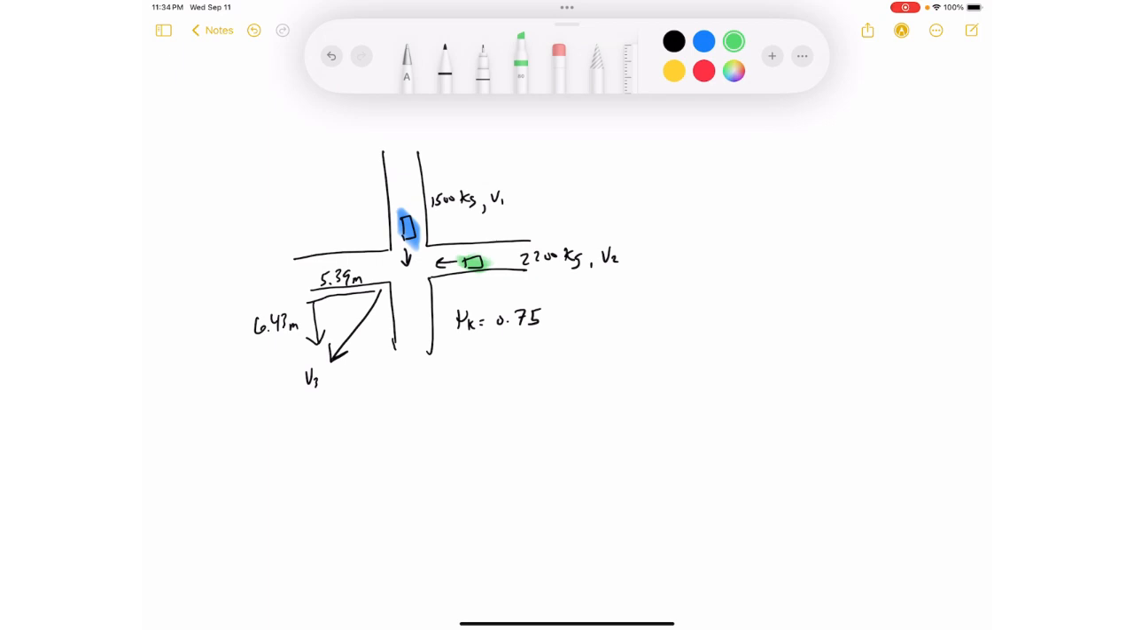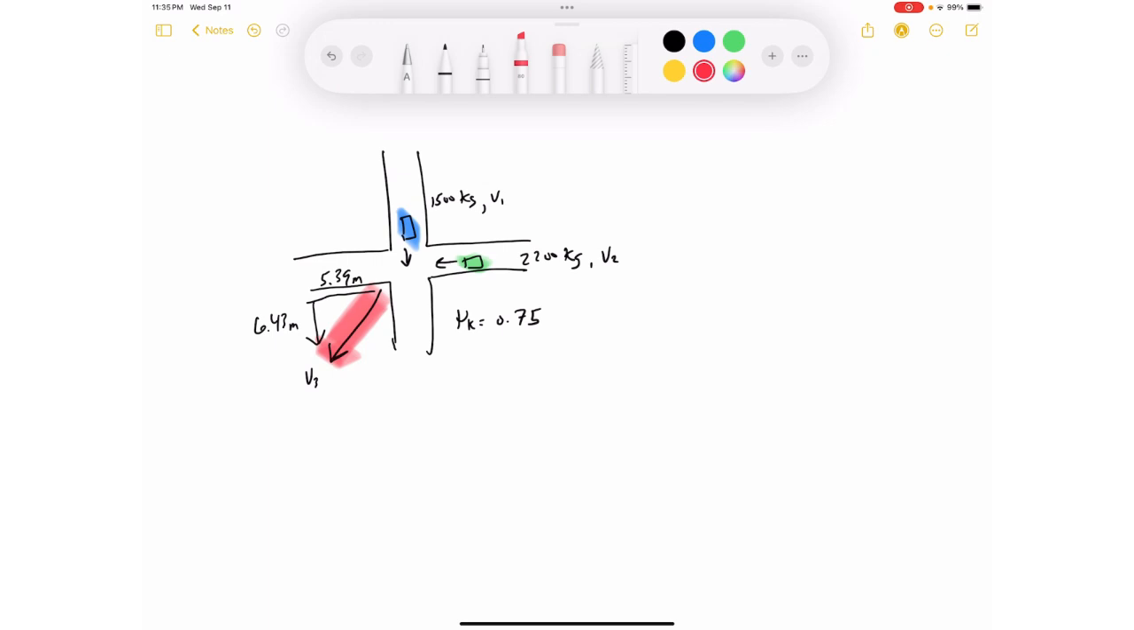Now, once these cars collide, they're going to go in this direction, southwest. And they're going to slide. So they're going to lock up, and then they're going to slide 5.39 meters to the west and 6.43 meters to the south.